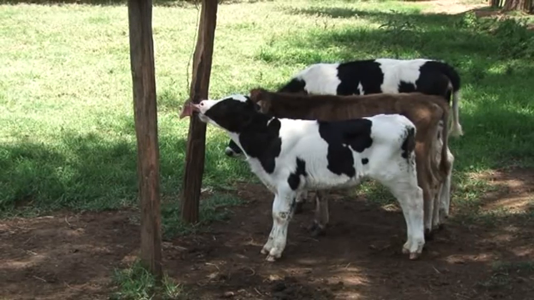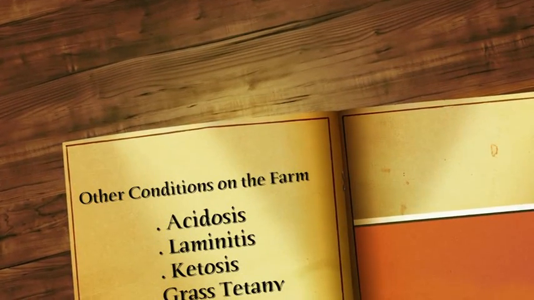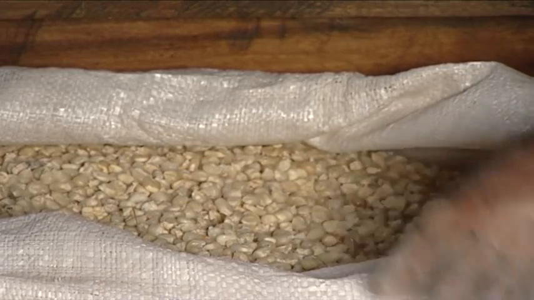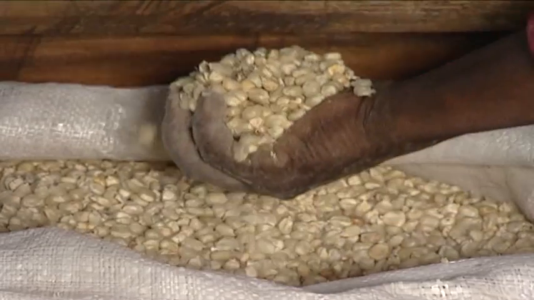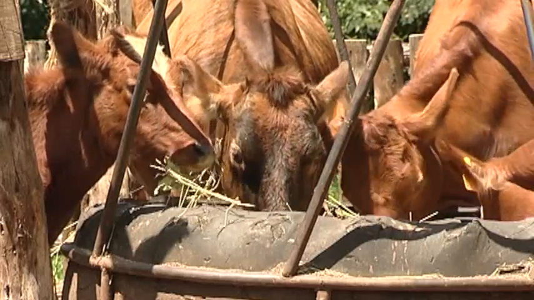There are other conditions in the farm that are not necessarily caused by disease agents but by farmers' practices. For example, acidosis. Now, when you talk about acidosis, this is a condition when the animal takes in a very highly fermentable carbohydrate. For example, if it is a grain of maize or any other cereal, what that does is that it reduces what you call the pH of the rumen. And as a result of that, the rumen stops functioning.